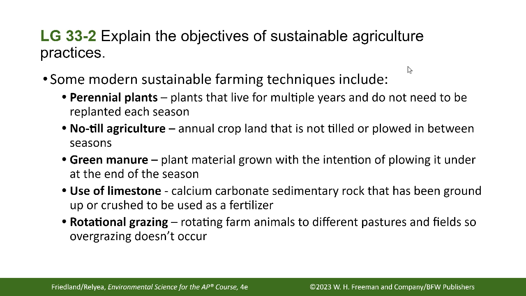Okay. Use of limestone, so calcium carbonate, sedimentary rocks that have been ground up or crushed can be used as fertilizer. So this balances acidic soil. If you took biology last year, you know that acid breaks away calcium carbonate, which we need a lot of, that carbon and calcium for our plants. And so when it's too acidic, things aren't going to grow. So they'll crush up some limestone, which is sedimentary rock, and put it in there.